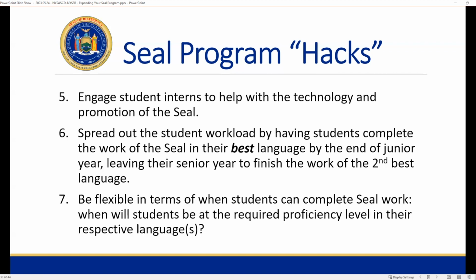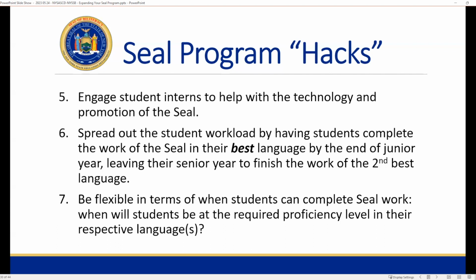And then a final hack that you can do for your SEAL program is being flexible. We have this idea of voice and choice, right? Students being able to have a voice, have a choice in the process of what they do for their SEAL work. So while some schools will have a prescribed SEAL project, other schools will have a project embedded within a course that allows for students some agency in choosing what they might research.